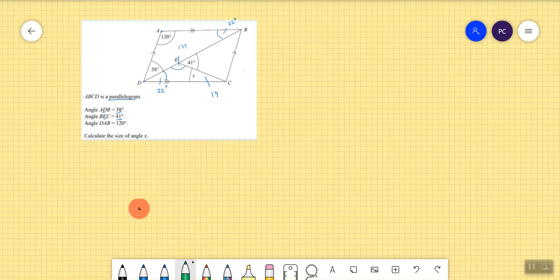Okay, so just looking at this question here, this is the question that I started in the class and I just didn't get to finish it. The angles just weren't working out for me. So I'm making this quick video to go through this, just so you can see how it's done.